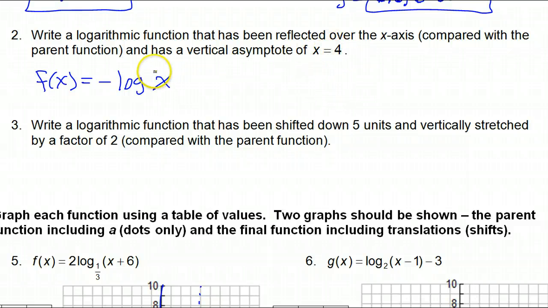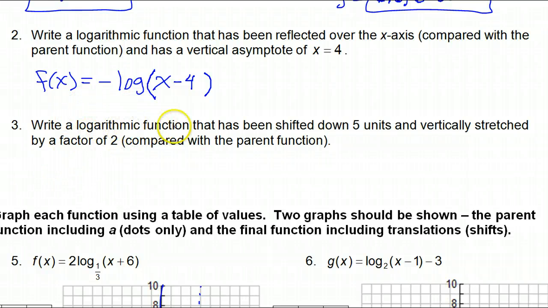So, what kind of change causes you to move to the right? Well, that's an inside of the parentheses change. And remember, it's the opposite of what you would normally think. So a minus 4 will actually be a shift to the right 4. So that will give us the asymptote of x equals 4. So that would be your answer for number 2.